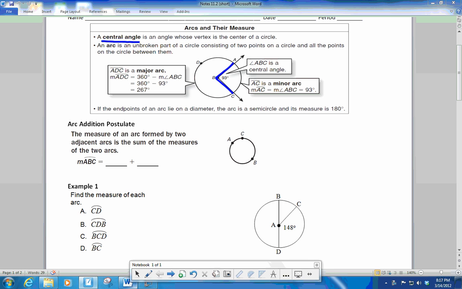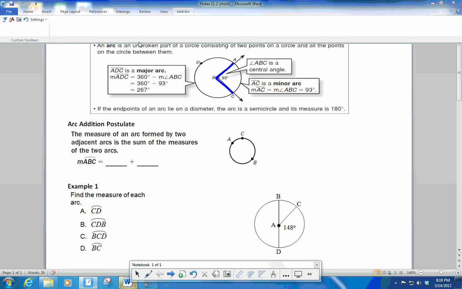And an arc is an unbroken part of a circle consisting of 2 points on the circle and all the points on the circle in between. And so an example of an arc would be arc AD. The 2 points A and D and all the points in between that I've covered here in red.